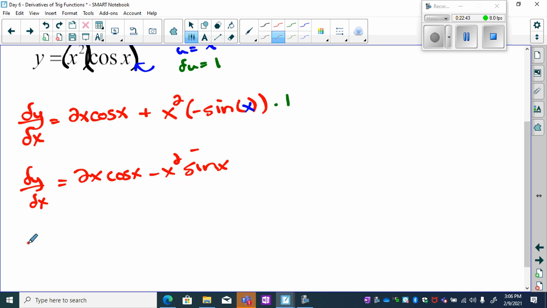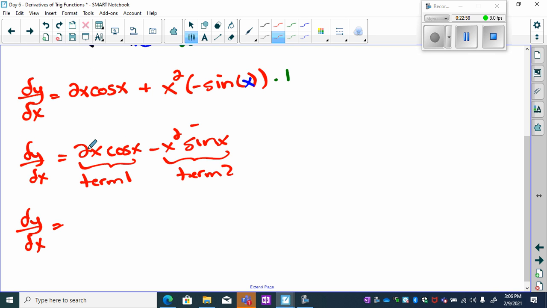And from here, if you look at term 1 and term 2, you might notice that both terms have an x. This one's got a 2x to the first. This one's got a negative 1x squared. Well, there's nothing common to 2 and negative 1. But this one's got an x and this one's got an x squared. They both don't have a cos x, or they both don't have a sine x, so I can't take out a trig function. But I can take out an x, and I have to go with the lowest exponent. So this is an x to the first, this is an x squared. I'll go with an x to the first.